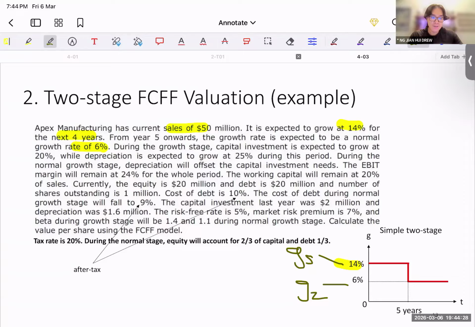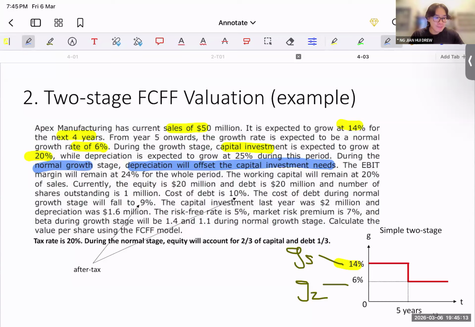During the growth stage, the capital investment is expected to grow at 20%, while depreciation is expected to grow at 25%. So there's going to be some capital investment required at the growth stage, and also some depreciation that keeps growing at 25%. During the normal growth stage, depreciation will offset capital investment. This is the same offsetting thing that we talked about. So the depreciation and capital investments will offset each other.